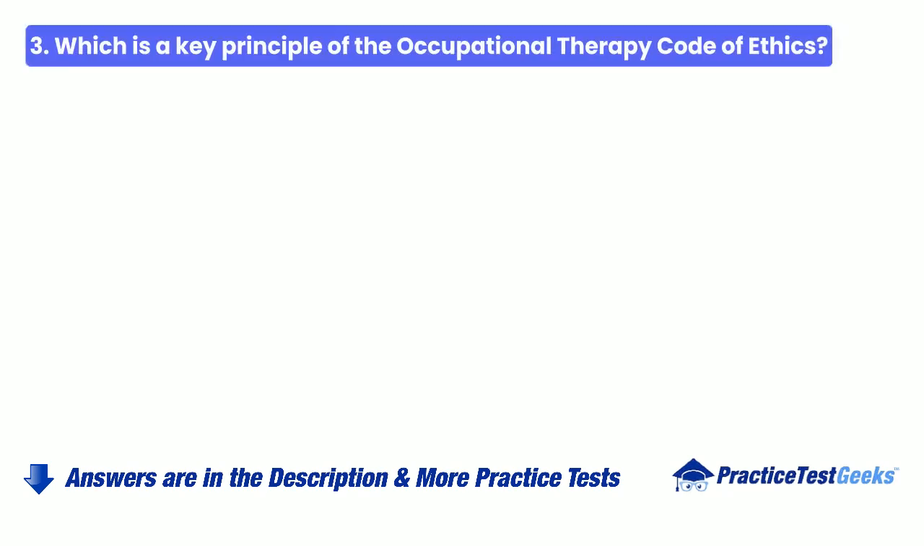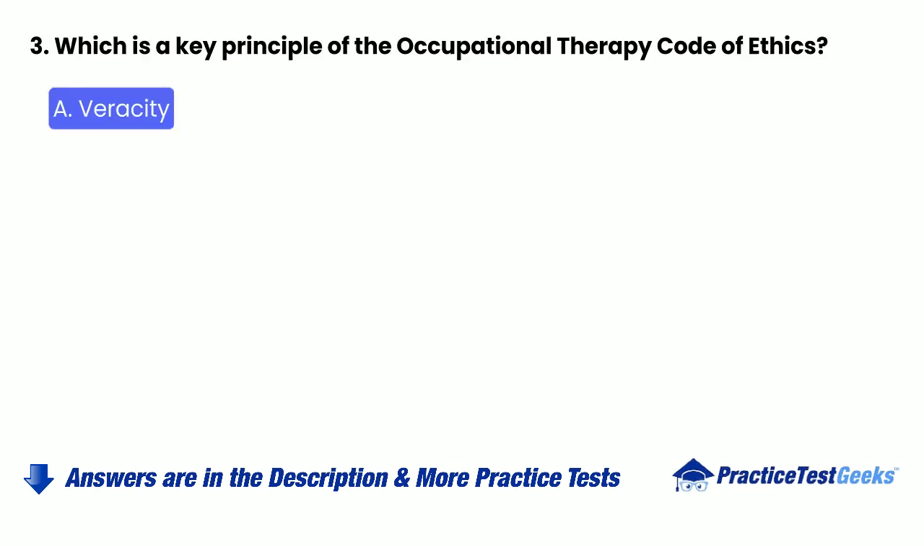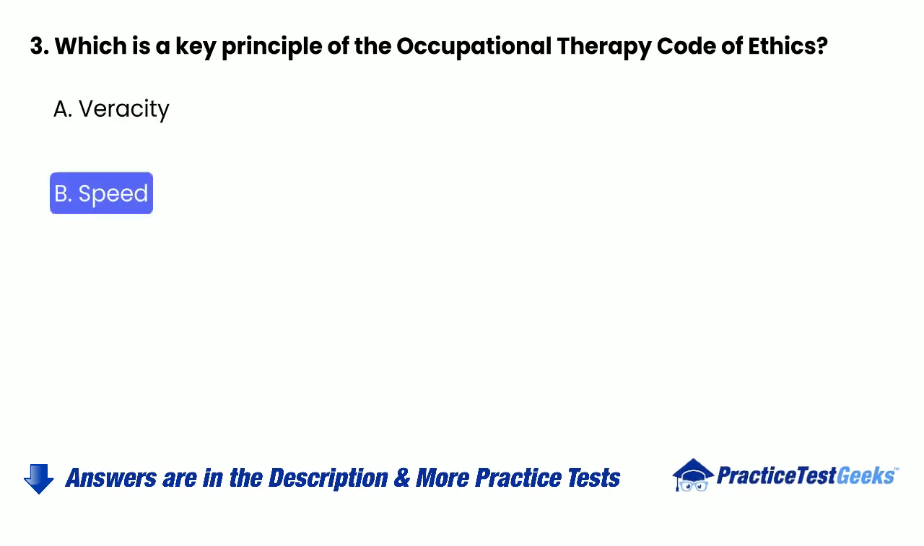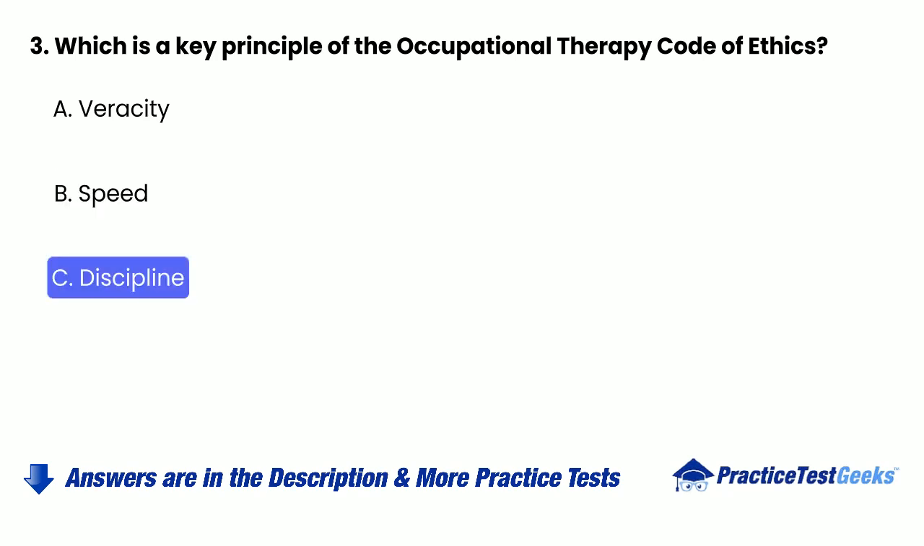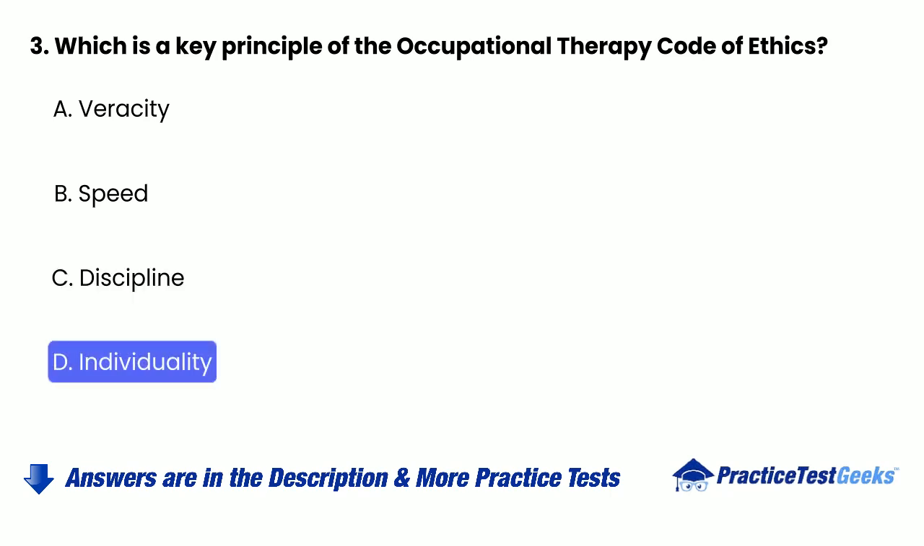3. Which is a key principle of the Occupational Therapy Code of Ethics? A. Veracity. B. Speed. C. Discipline. D. Individuality.